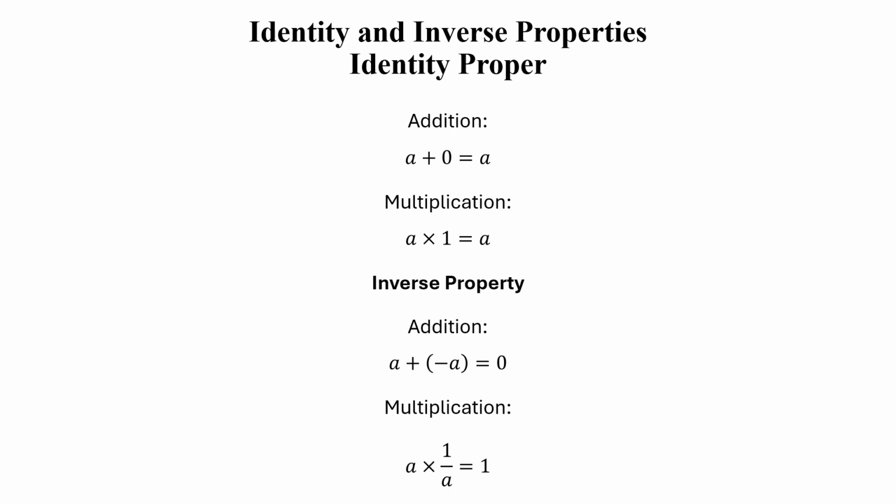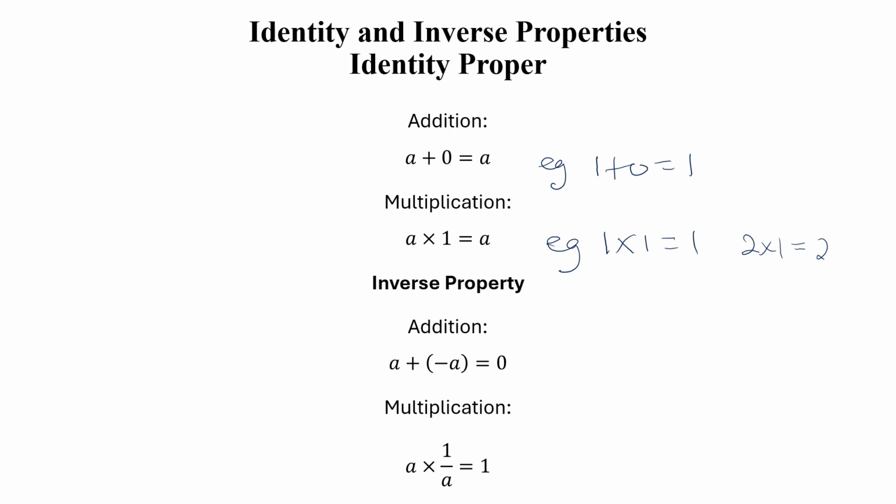There is an identity that you should note: any number added to 0 will give you the same number. Example, 1 plus 0 is equal to 1. A number multiplied by 1 gives you the same number. That means 1 times 1 is 1, or 2 times 1 is 2.